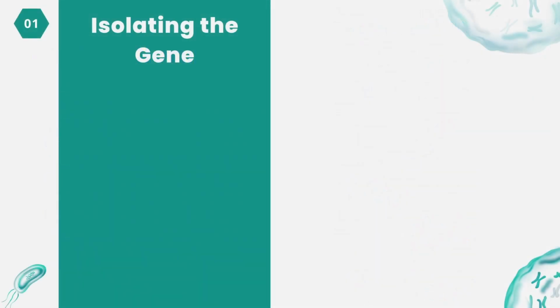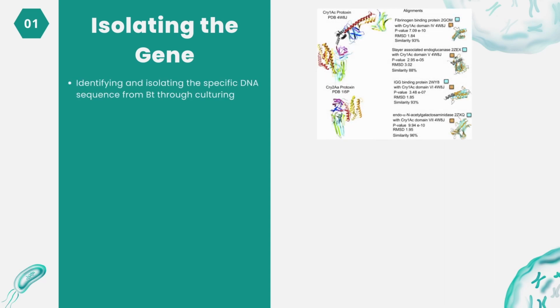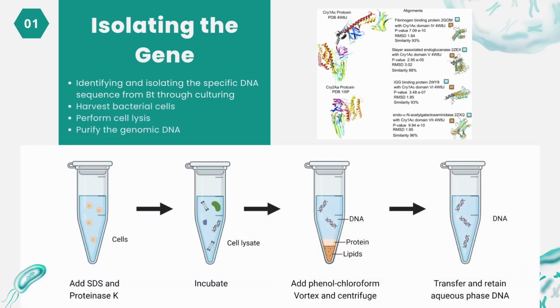To start off, the cloning of the selected gene using E. coli is initiated by isolating the gene from its original state. The Cry1Ac gene can be obtained by identifying and isolating the specific DNA sequence from Bt by culturing the Bt strain in a suitable medium. Then, bacterial cells are harvested at the desired growth phase, which is usually the mid-log phase, and we perform cell lysis to release genomic DNA. After that, we purify the genomic DNA using a phenol-chloroform extraction to get the Cry1Ac gene.